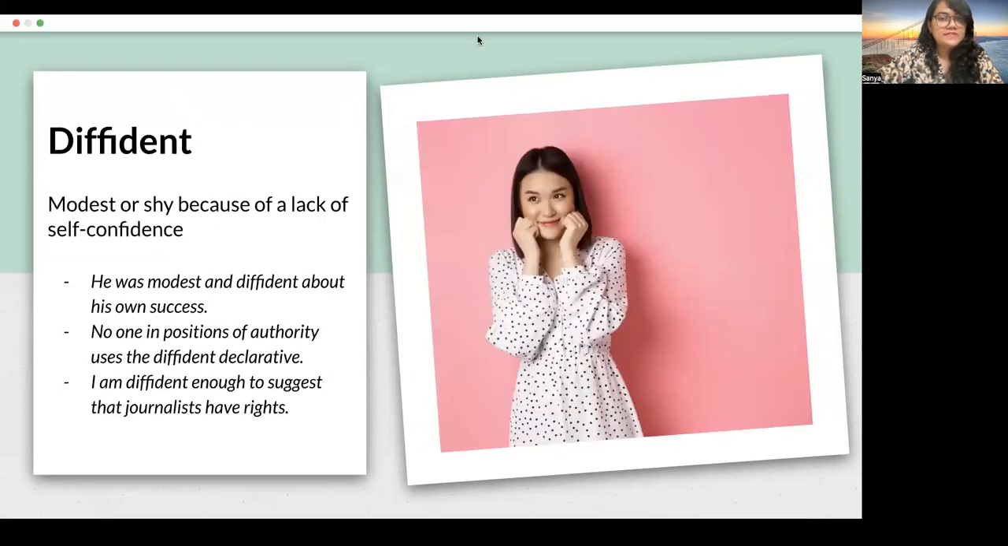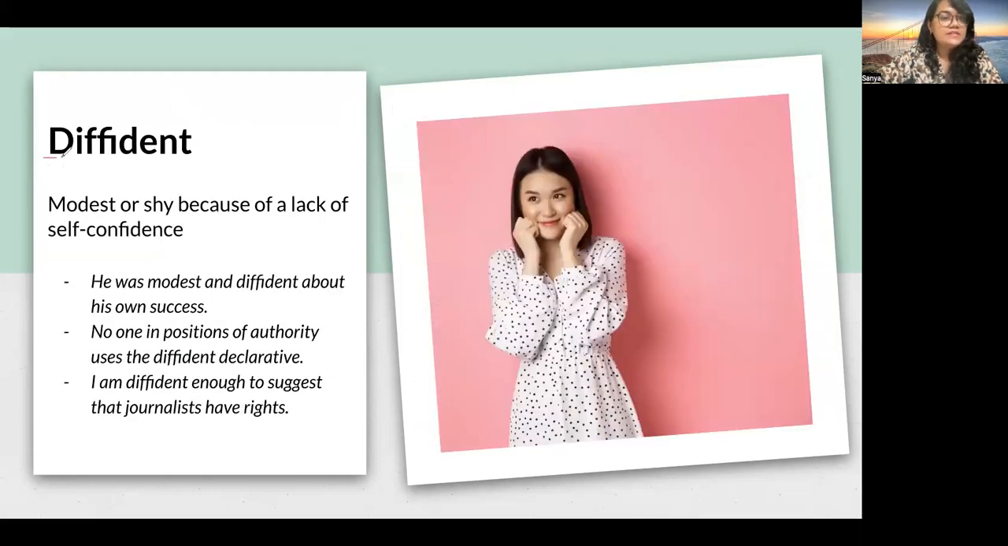All right, diffident. Diffident means modest or shy because of a lack of self-confidence. If you are a person who always takes the back seat, is shy to talk to people, or you can also say is modest, you are diffident. He was modest and diffident about his own success. That means he was not being too proud about his success. He was not showing it off, right?